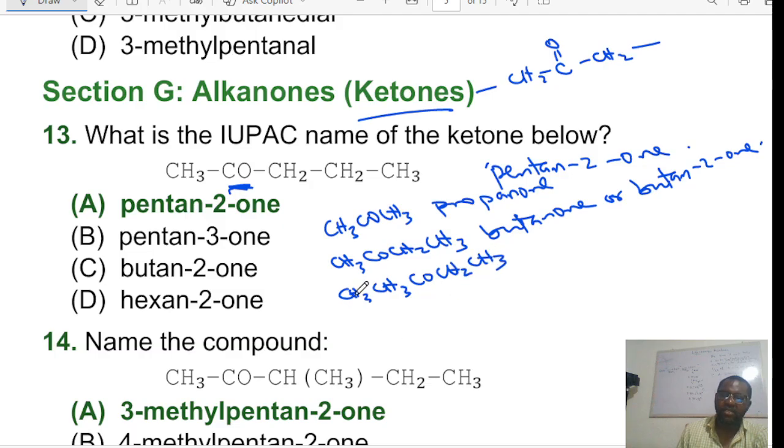Now CH3, CH3, CO, CH2, CH3. This one, the longest chain is simply 1, 2, 3, 4, 5. Remember, ignore this, it's part of it. Okay? So 1, 2, 3, 4, 5. That means pentan-3-one, because the functional group is in position 3. I hope that makes sense.